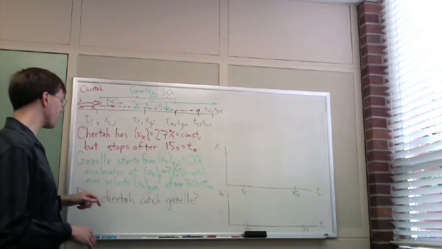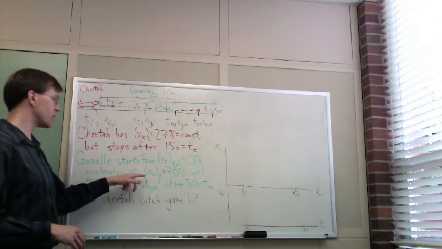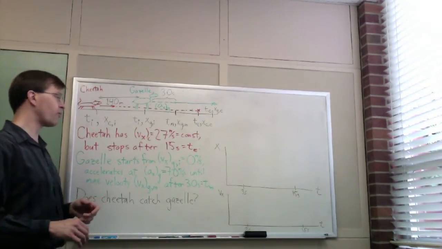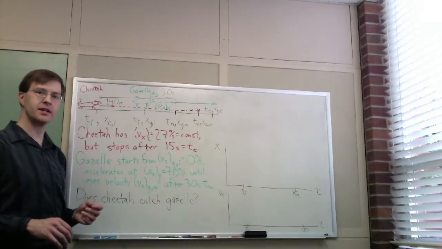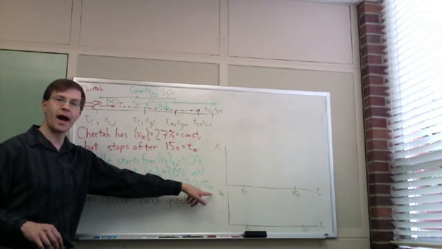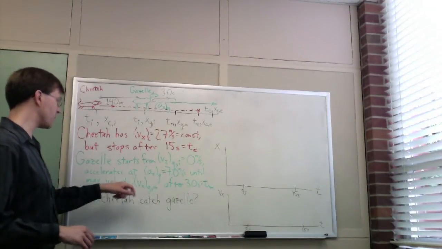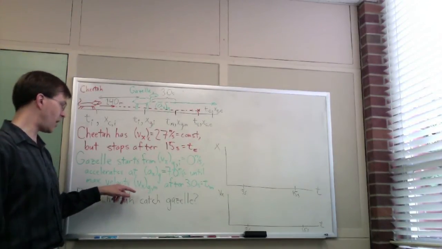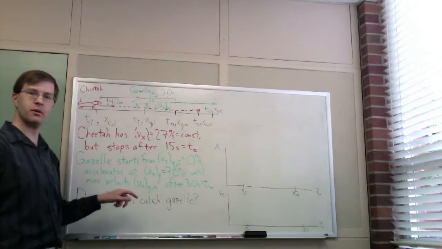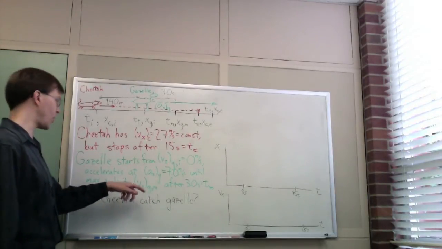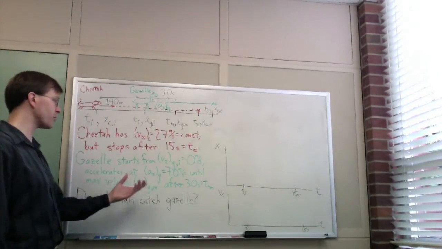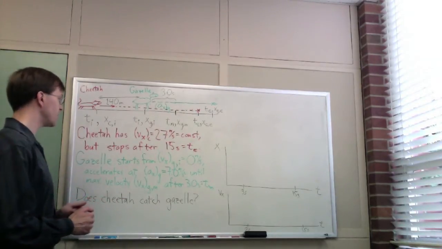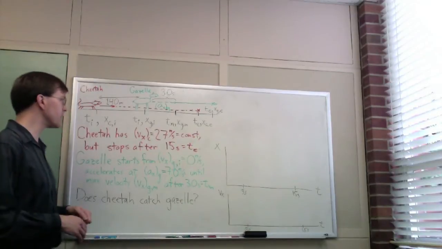The gazelle starts from rest and accelerates with an acceleration of 7.0 meters per second squared for a period of 3 seconds. After 3 seconds, which I'll call T maximum, T max, the gazelle will have reached its maximum velocity, Vx gazelle maximum, Vx G comma M is what I've written down here. So after 3 seconds, the gazelle is at constant velocity, its maximum velocity. Okay, that's our story.